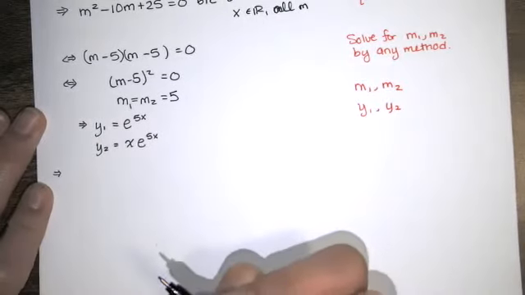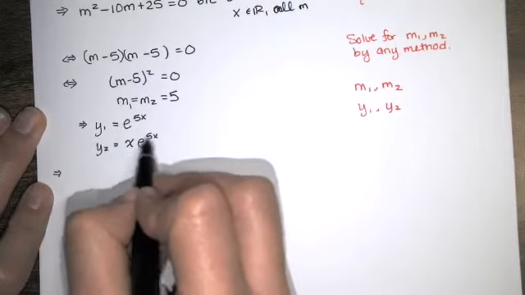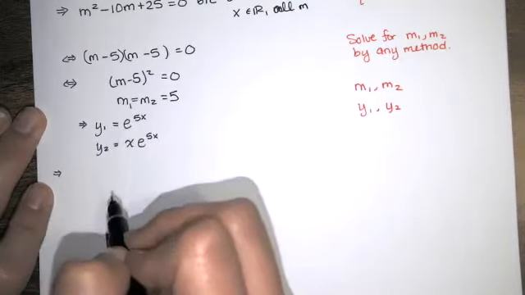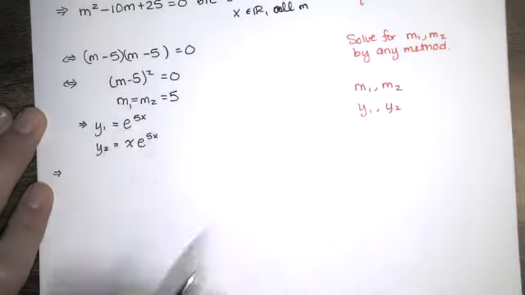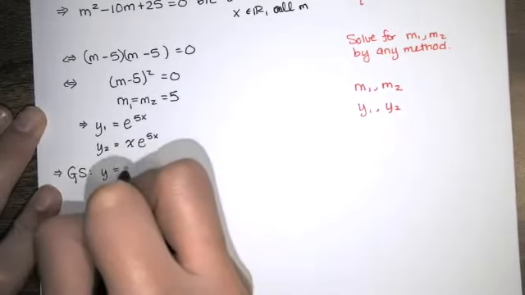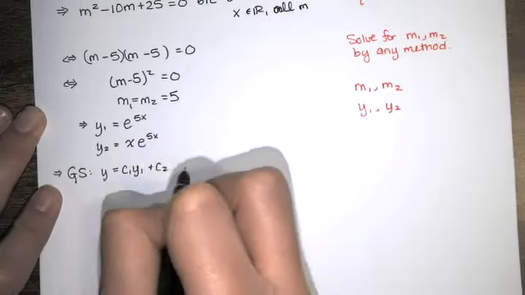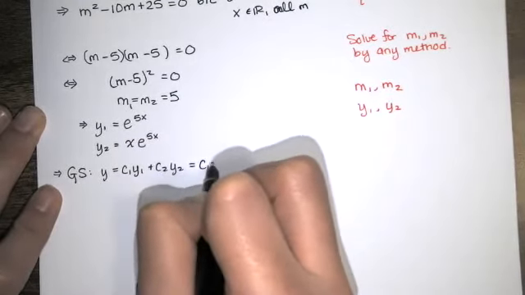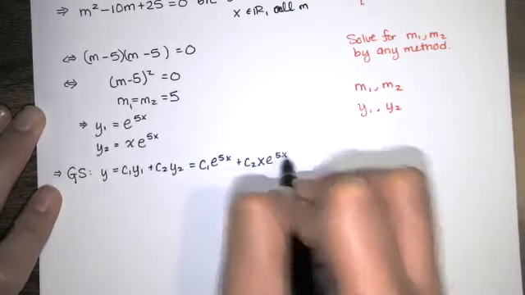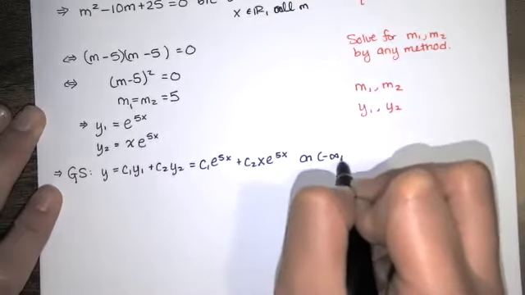And those are linearly independent from each other because this is not a constant times this. This is x times that, but x is not a constant. So these are linearly independent. So that means the general solution is y equals c1y1 plus c2y2. So that's c1 times e to the 5x plus c2 times x e to the 5x. And that's going to work for all real numbers.